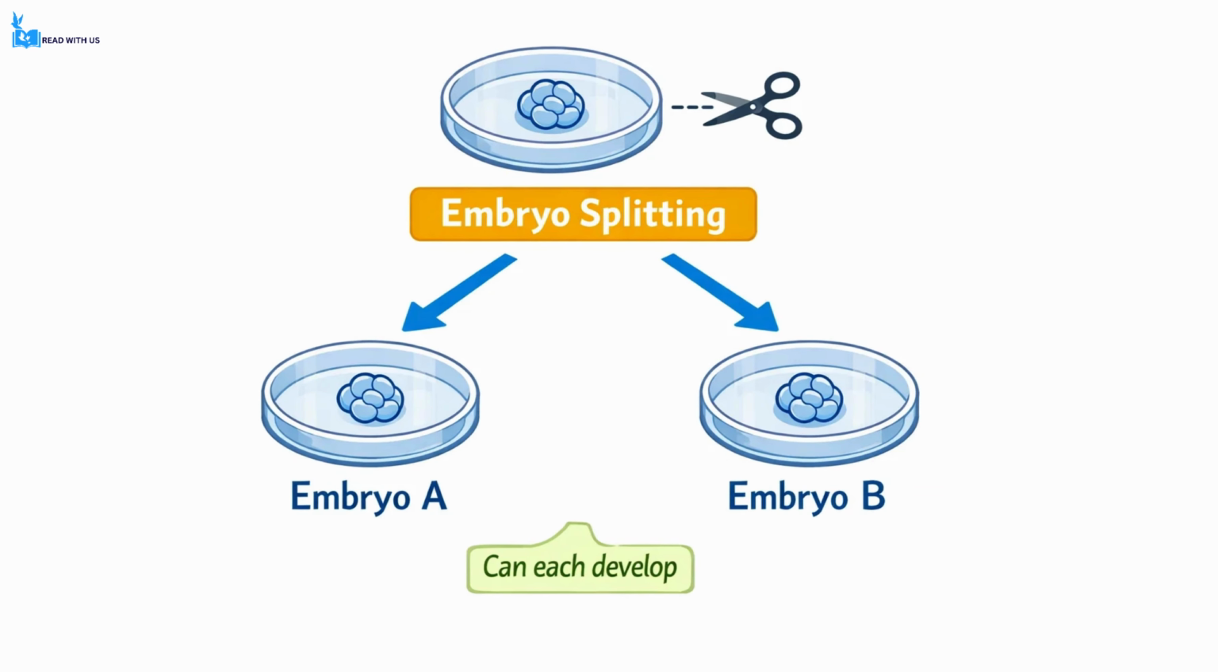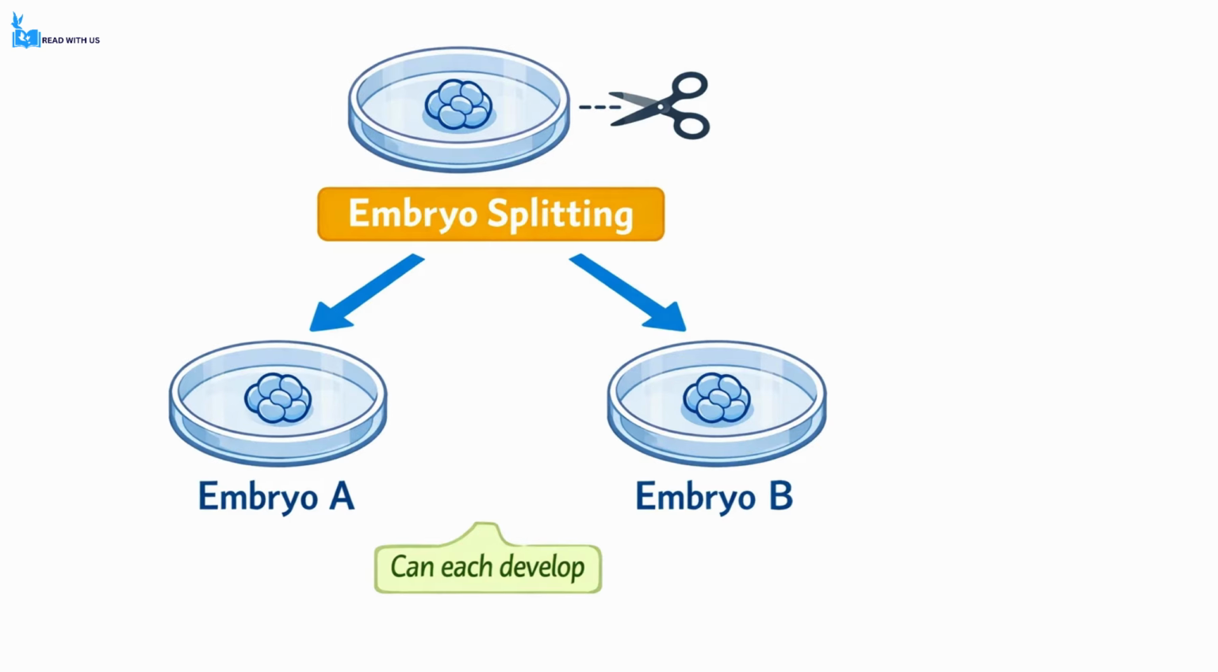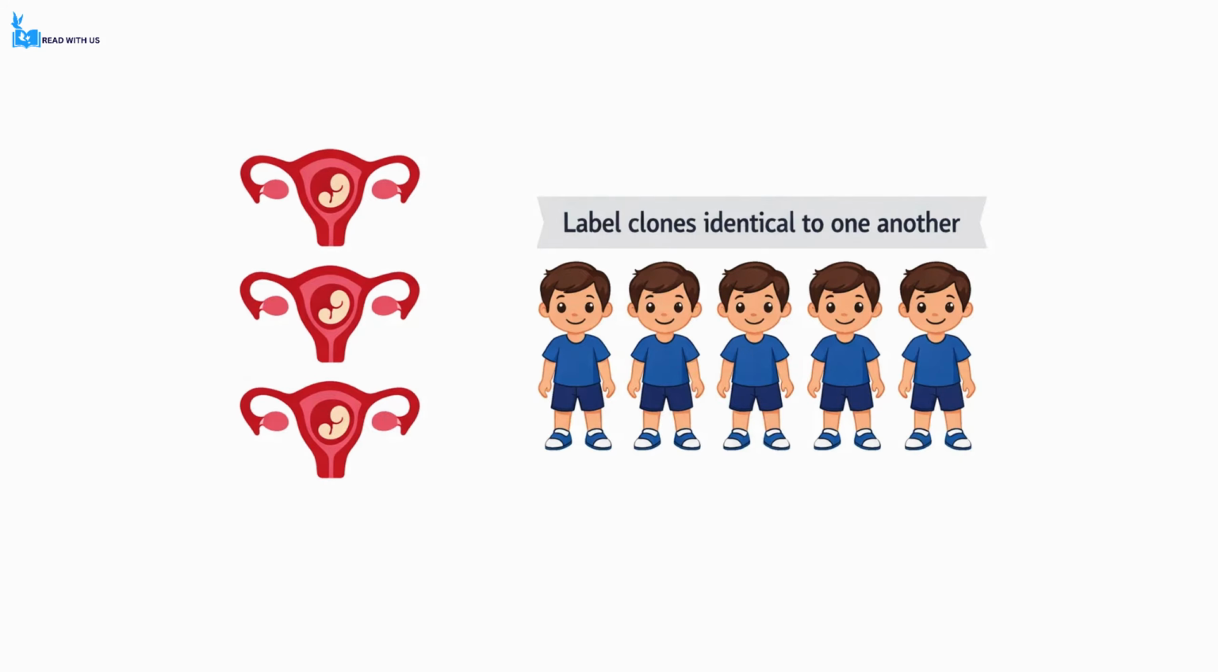Cloning by transplanting embryos can be done by embryo splitting, which means dividing a very early embryo produced by normal fertilization into two or more embryos that can each develop. Each split embryo is placed in the uterus of a surrogate mother so several identical offspring can be born, and those clones are genetically identical to one another.